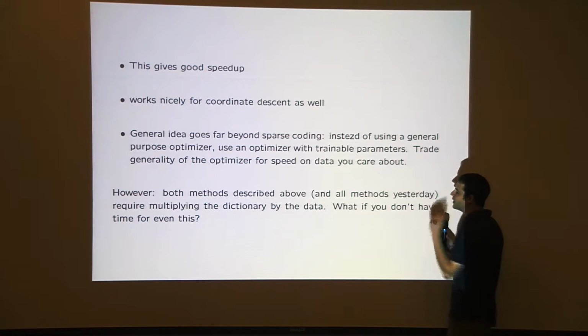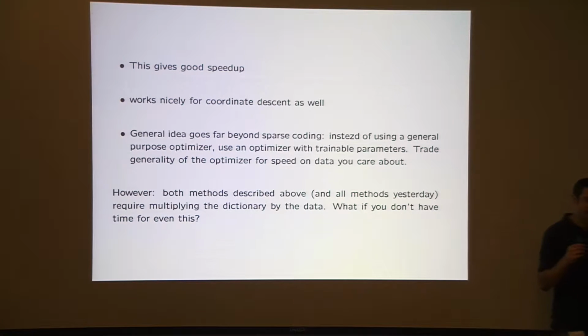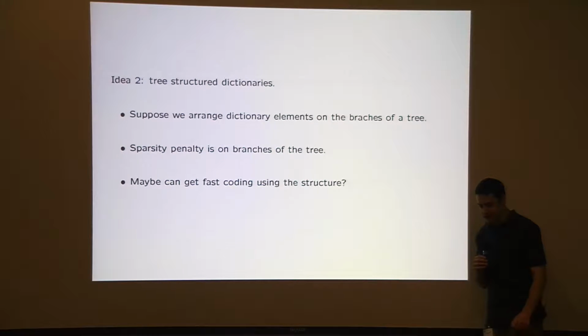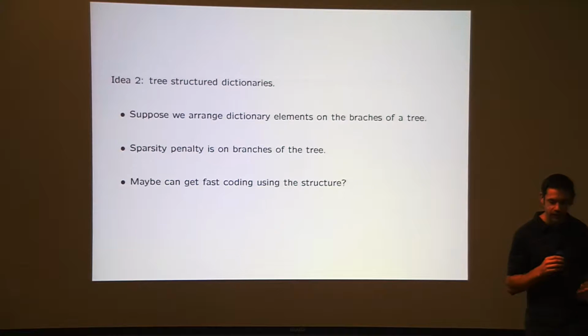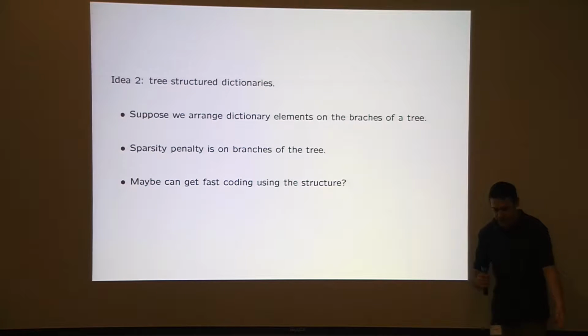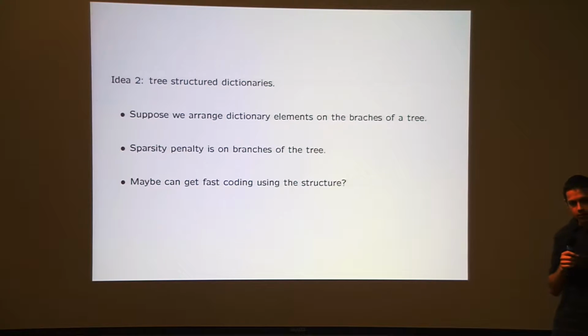But all these methods require multiplying the dictionary by the data, and there are actually times where you don't have time to multiply the dictionary by the data. Your dictionary is large, you have lots of data, you can't even afford one multiplication. So how can we get past this? Well, one thing that seems really promising is to have tree-structured dictionaries. If your dictionary was structured like a tree, that would be really nice because maybe that structure would help you to do the coding very fast.